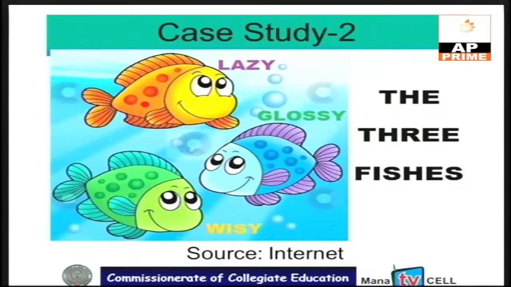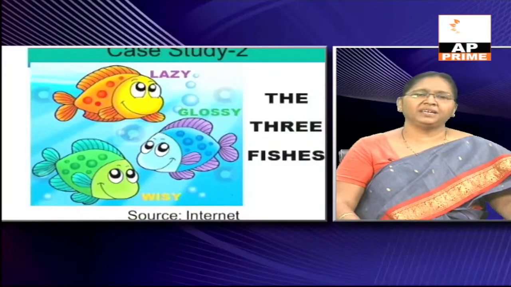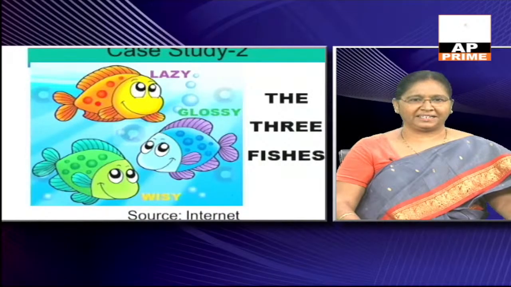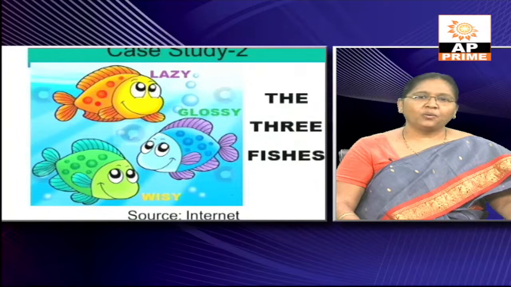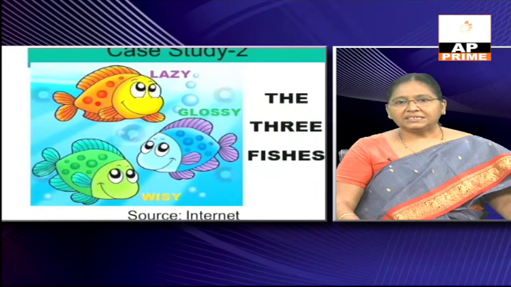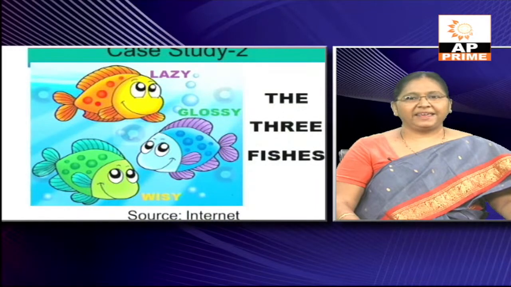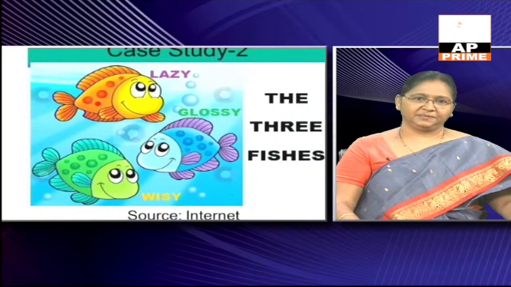What do you find here? Maybe a lake or a pond or a river you observe. How many fishes do you have? Yeah, 3 fishes. What are the 3 colored fishes here? The wisey fish. Usually we don't find the name wisey. So for naming in a different manner, let us call them differently. Let us be innovative. So wisey fish is green in color, blue colored is glossy, and the lazy one is yellow colored. So 3 fishes.